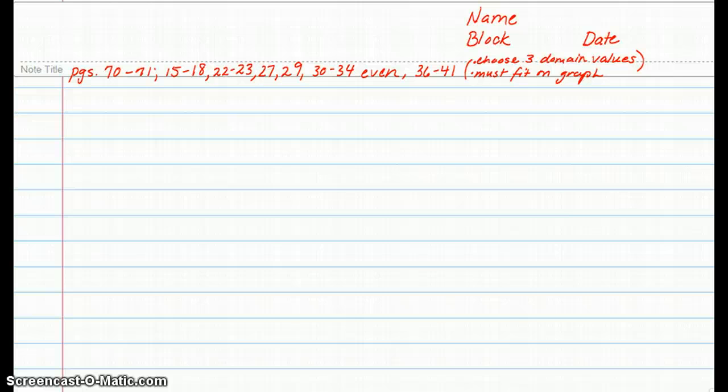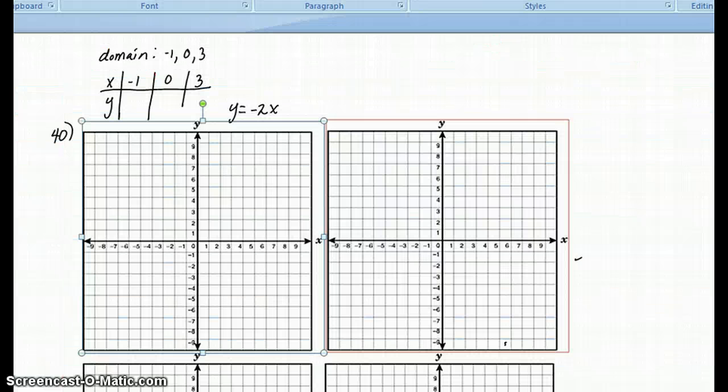In 36 through 41, you will be graphing, so you're going to need to choose 3 domain values, 3 x coordinates, and then find your y. Be careful that it fits on your 10 by 10 coordinate graph. So we're going to do one of those right now. Make sure you have your coordinate graph paper in front of you. You have to do 36 through 41. I'm doing 40 with you, so you only have 5 graphs left to do after this. The problem for number 40 is y equals negative 2x.